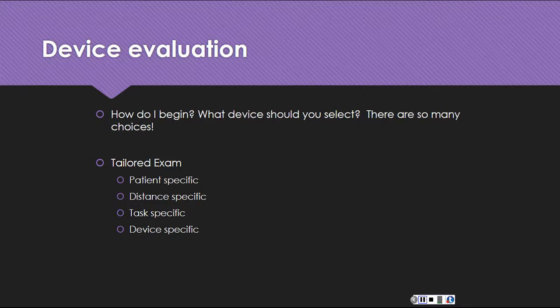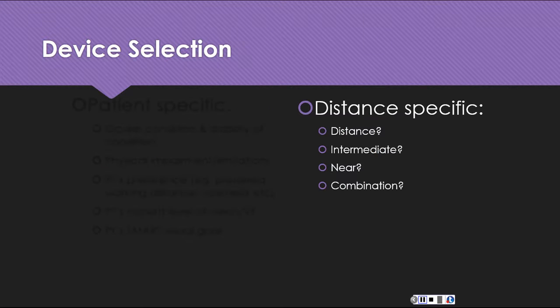Also, the device itself is going to tell us how it's utilized, and whether it's not going to be a good fit for our patients. Some of them have problems with tremors or weakness, and certain devices may not be a good fit for what they need to do. When we look at the distance specific, we're going to break everything down into different distances and figure out how to meet our patient's goal at different distances.